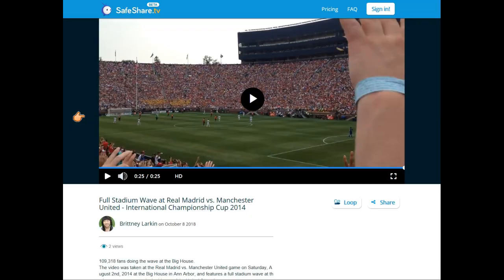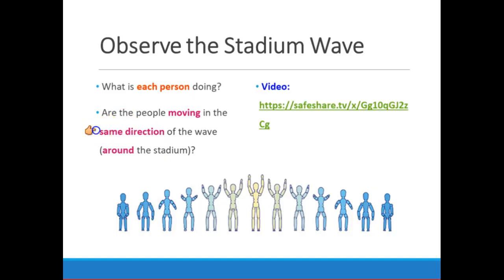Awesome. Okay, now the next thing I want you guys to notice is, did the people move in the same direction of the wave? So the wave went around the stadium. Were people actually moving around the stadium? Like, did one person start in a spot and then run around with the wave to get to the other side of the stadium? Is that something that happened? No, right? They all just stayed in their seats. Smiley faces if that makes sense. In the wave, they all just stayed in their own seats. Okay, it wasn't like they were running around to make the wave happen.